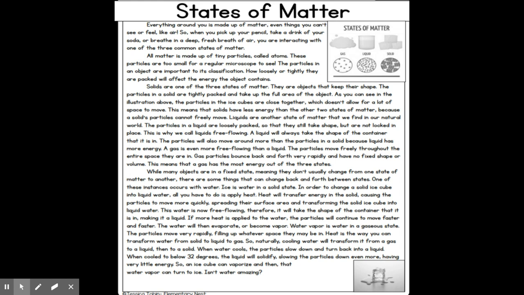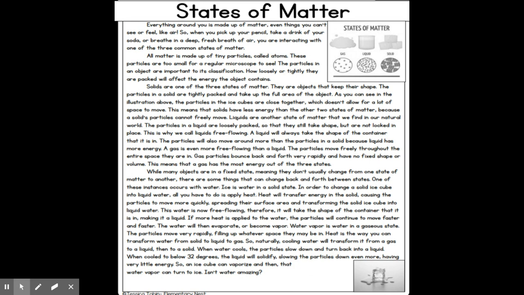The particles in a liquid are loosely packed so that they still take shape but are not locked in place. This is why we call liquids free flowing. A liquid will always take the shape of the container that it is in. The particles will also move around more than the particles in a solid because liquid has more energy.